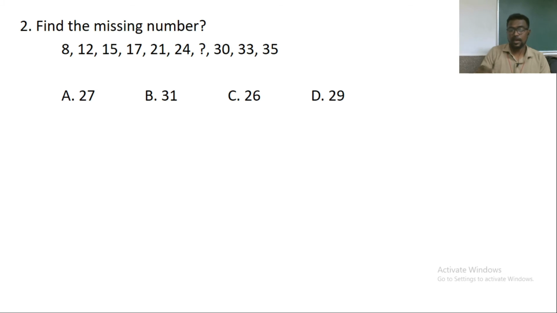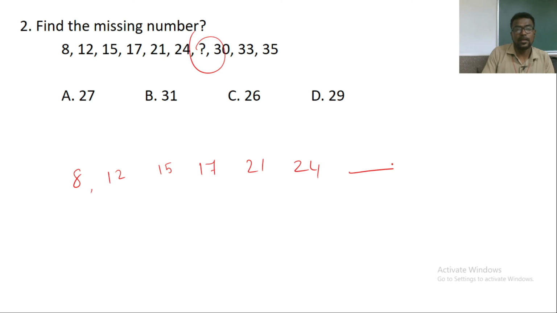So here they have removed a number in the middle of the series, so we have to find the logic again to replace the question mark. They have given 8, 12, 15, 17, 21, 24, question mark, 30, 33 and 35. So what is the difference over here? Plus 4, and plus 3, and then plus 2.